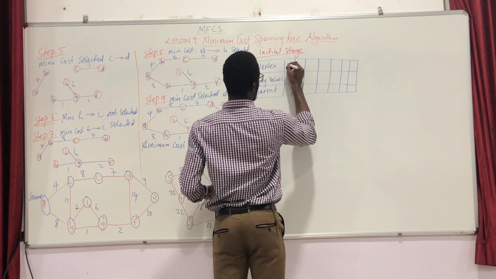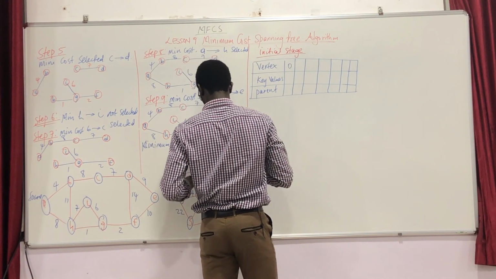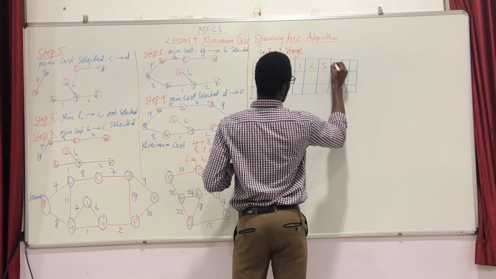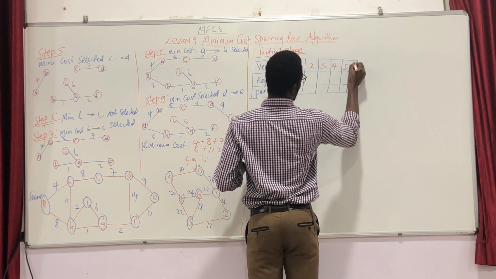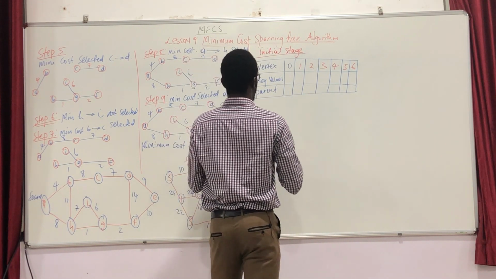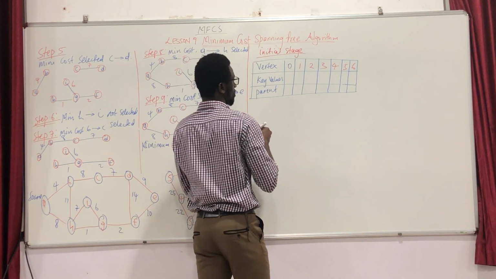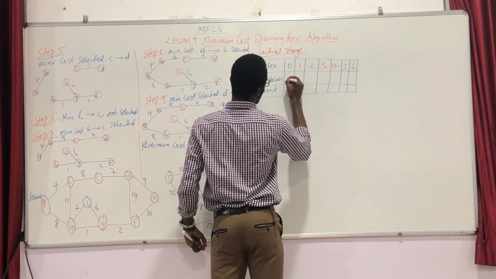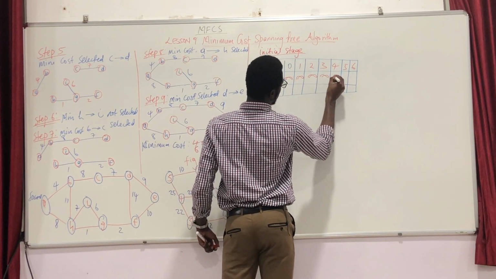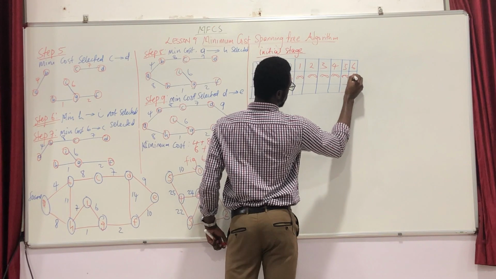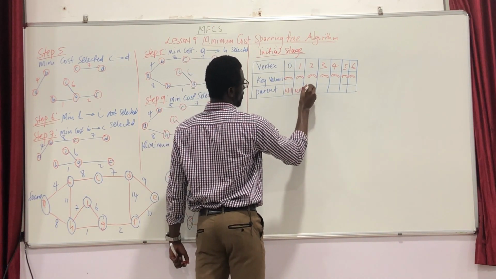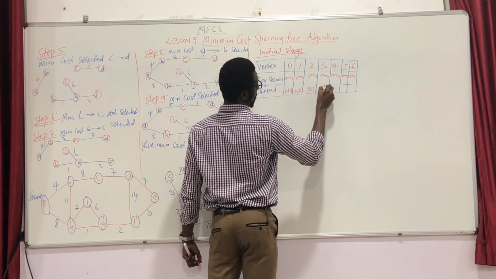Okay, 0, 1, 2, 3, 4, 5, and 6. Therefore, for this initial stage, everything here is infinity because we don't know where we are going until we start the process. Then here we can say nil, nil, nil, nil.